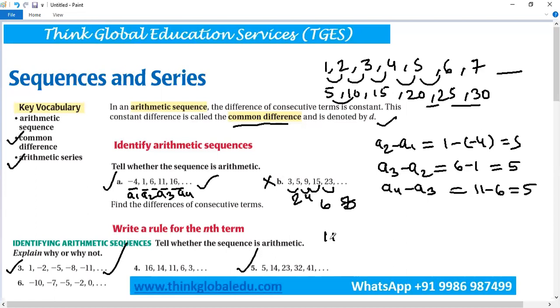If I say 1 plus 2 plus 3 plus 4 plus 5, the difference in all these terms is 1. So this is a series because I have added all the terms. So if all the terms of the sequence are added or subtracted, then the given sequence gets converted into a series.